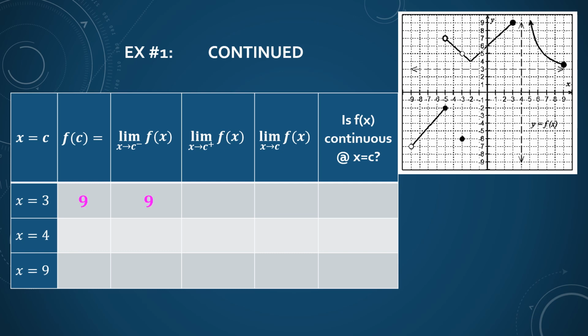f of 3 is 9. The limit from the left is 9. The limit from the right does not exist. The overall limit at x equaling 3 does not exist. Therefore, the function is not continuous. f of 4 does not exist because that is a vertical asymptote. The limit as x approaches 4 from the left approaches positive infinity, but we say it doesn't exist. From the right, it approaches positive infinity, and then overall it does not exist. Therefore, the function is not continuous at x equaling 4.